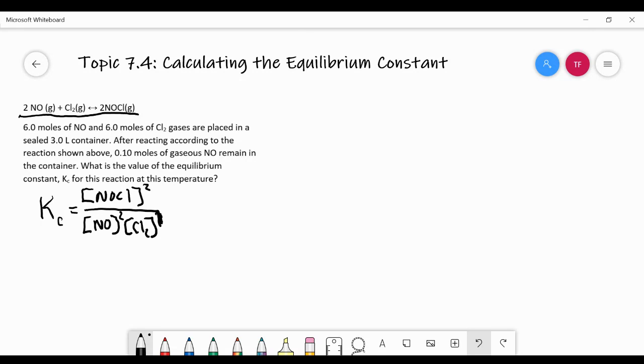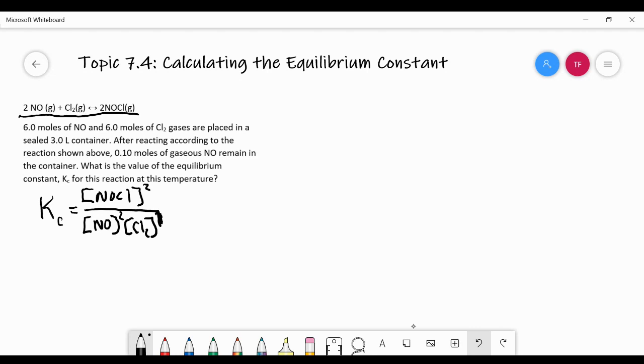We could also do the equilibrium constant for pressure because all of these substances are gases, and so we could calculate the constant for pressure, but we are going to calculate the equilibrium constant Kc for the reaction in this problem, so we're just going to write the equilibrium constant in concentrations. So how are we going to solve this problem?